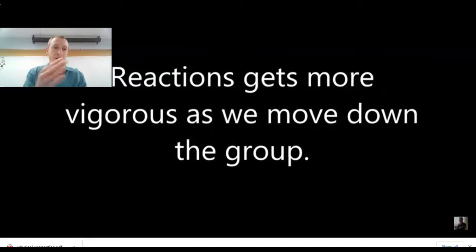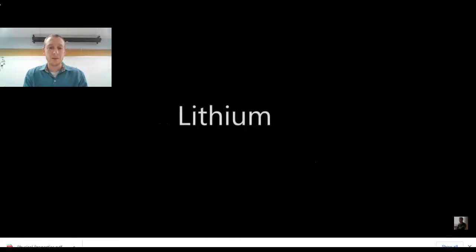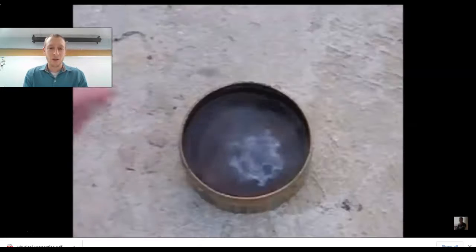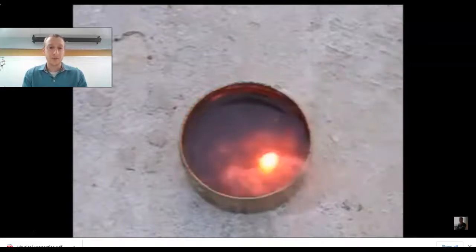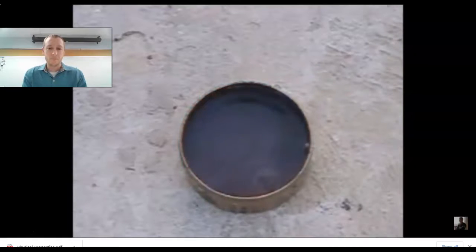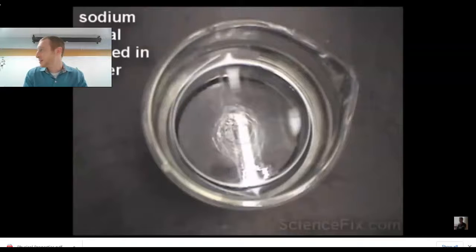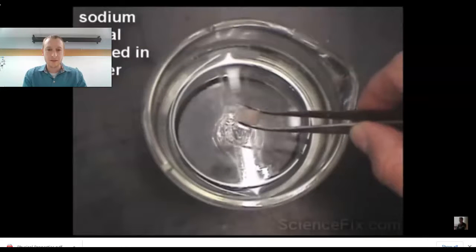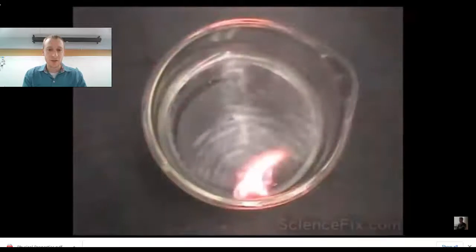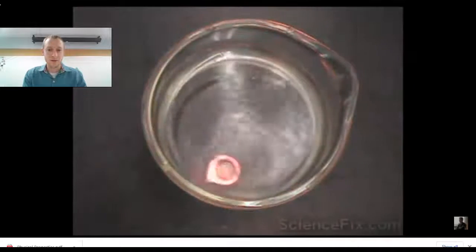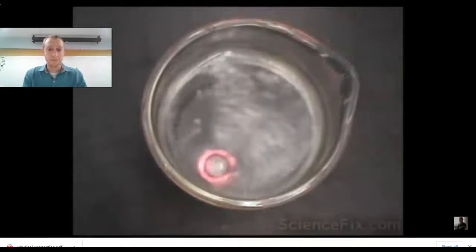So as we go forward, these reactions are going to get more and more intense. So lithium, put some lithium in some water. I see bubbles, I see fire even, so pretty reactive. That's a big reaction. Sodium, this is the same stuff that's in your table salt. Let's put that in some water, see what happens. I see a reaction, definitely reactive, and more fire. So sodium's pretty reactive, especially with water.